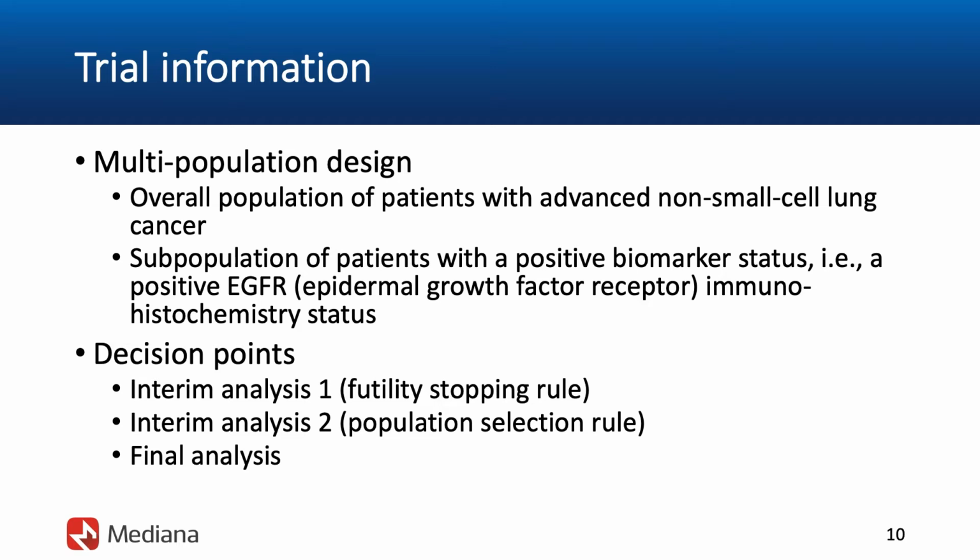And the standard method based on conditional power will be applied, and the trial will be terminated for futility if conditional power, or predicted probability of success, in the overall population of patients at the final analysis is too low. And if conditional power is sufficiently high, then the trial will continue to the second interim analysis. And this interim analysis supports an option to select the best population or populations for the final analysis, and the population selection rule will be presented on the next slide.